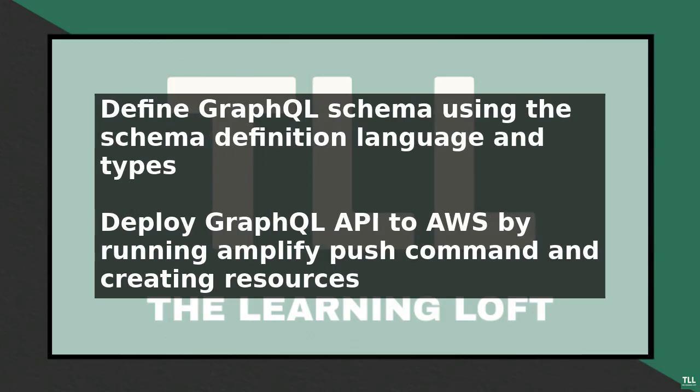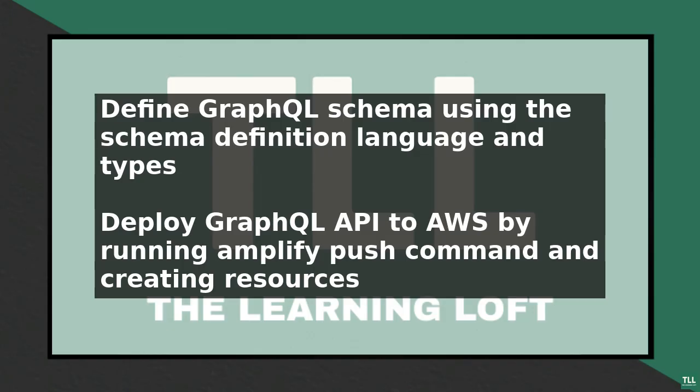After defining your schema, deploy your GraphQL API to AWS by running the Amplify push command. This will create the necessary resources in your AWS account, including an AppSync API and a DynamoDB table. Once deployed, you can test your GraphQL API using the AWS AppSync console or a tool like GraphQL Playground. You can also use the AWS Amplify SDK to integrate your GraphQL API with your front-end application.